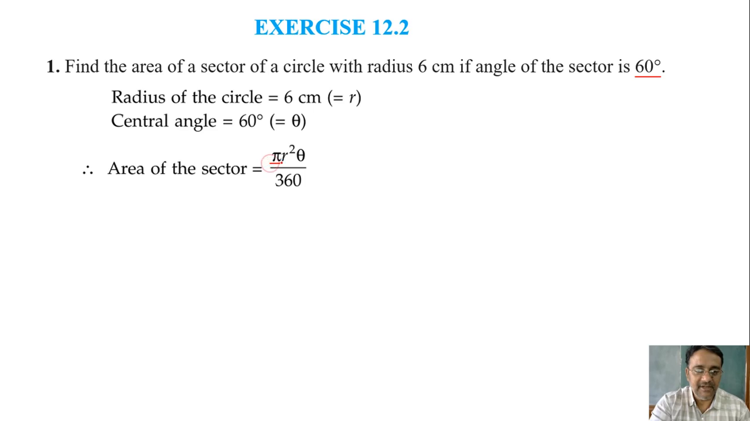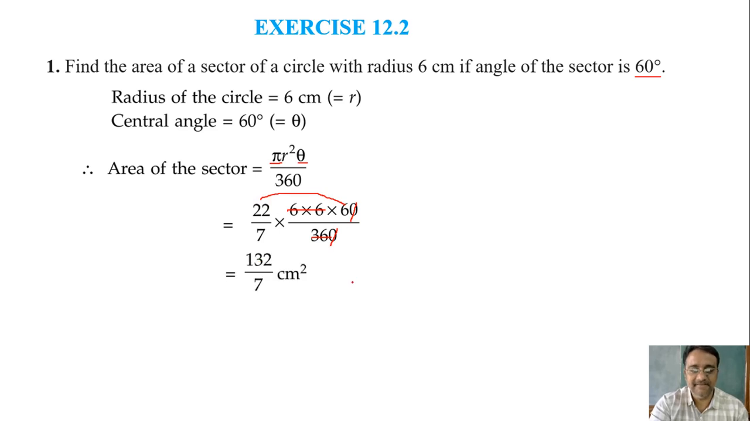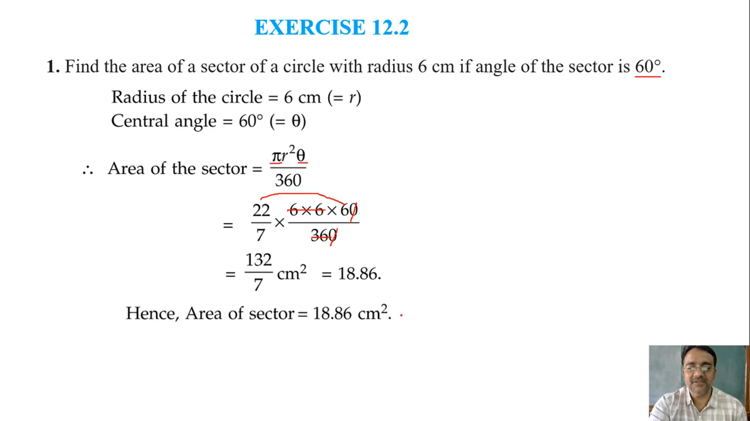Now pi is 22 by 7, r is 6, so 6 into 6, and theta is 60. So we'll substitute all the values. Okay, 10 we can cancel here, and 6 into 6 is 36, so we'll get 22 into 6, that is 132 by 7, approximately 18.86 centimeter square. So this is the answer. Any doubt in this question?